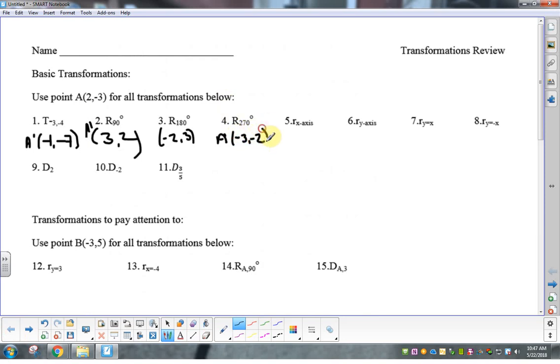Okay. All right. For reflections, if you know your rule, like reflection over the x-axis, you change your y. Reflection over the y-axis, you change your x. Reflection over y equals x, you switch them. Reflection over y equals -x, you switch and negate. If you know those rules, you're good.